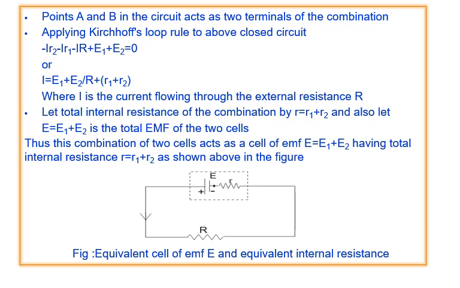Let's derive this. Apply Kirchhoff's loop rule to the diagram shown in the last slide, and you will get the current I equal to (E1 plus E2) divided by (R plus small r1 plus small r2), and this shows that the equivalent internal resistance r will be equal to r1 plus r2 and E will be equal to E1 plus E2.